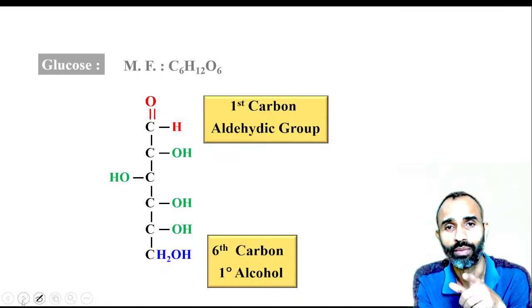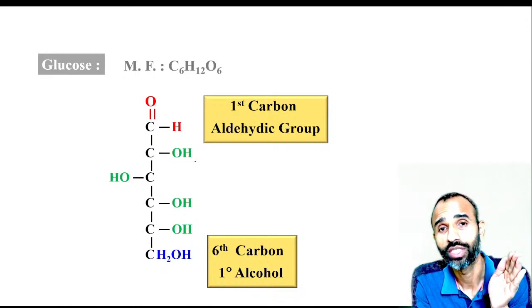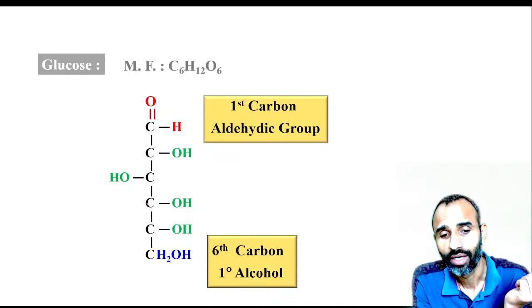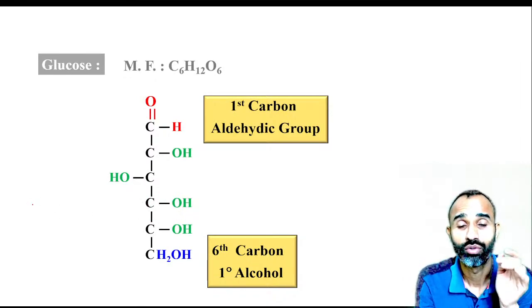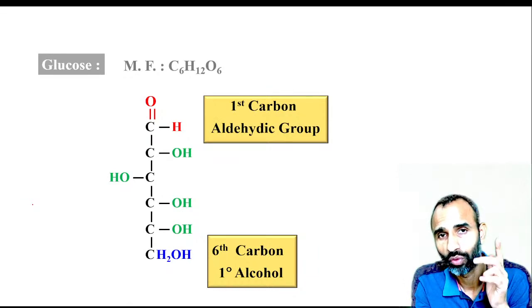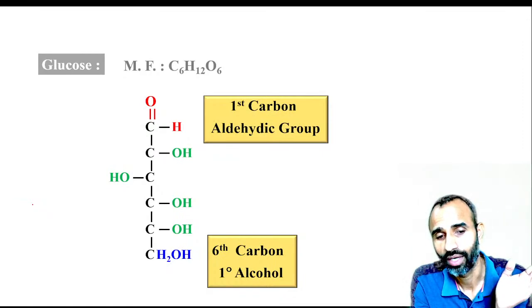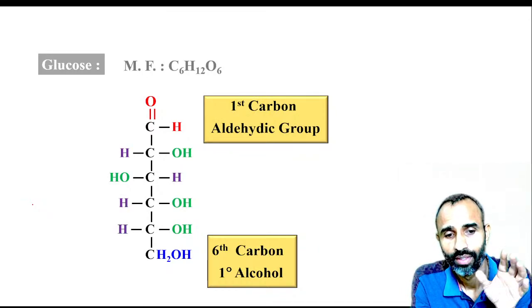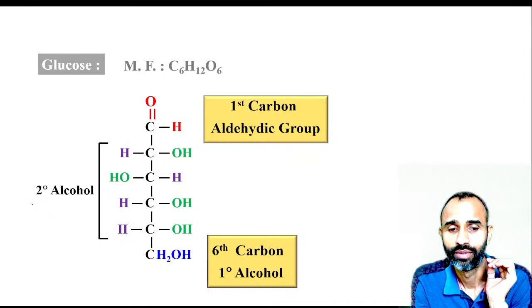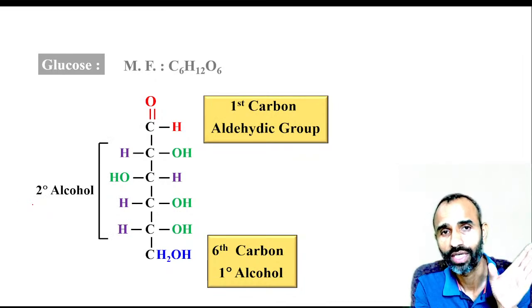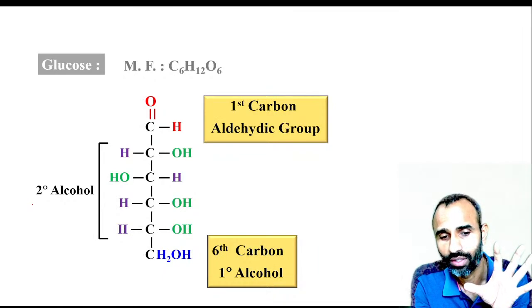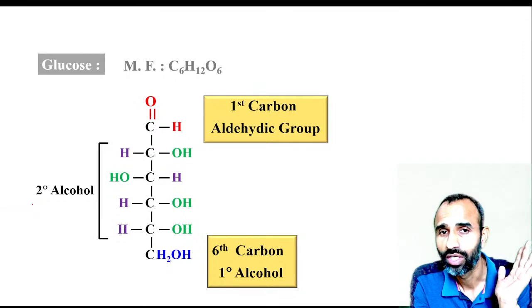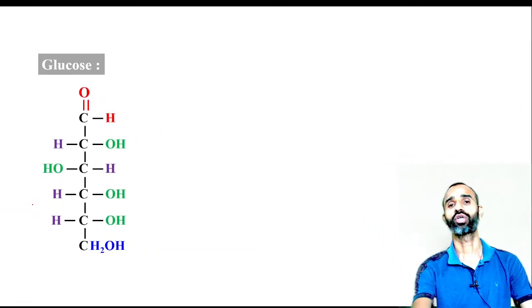On the second carbon OH is on the right, third carbon OH is on the left, and fourth and fifth carbon OH is on the right. You should remember which OH group is on the right side and on the left side. There is only one, the third carbon, where OH is on the left. Keep that in mind, and the others are hydrogen. These are all secondary carbons or secondary alcohols. So there are 1, 2, 3, 4 secondary alcohols, one primary alcohol, and one aldehyde group. This is called the open chain structure of glucose.